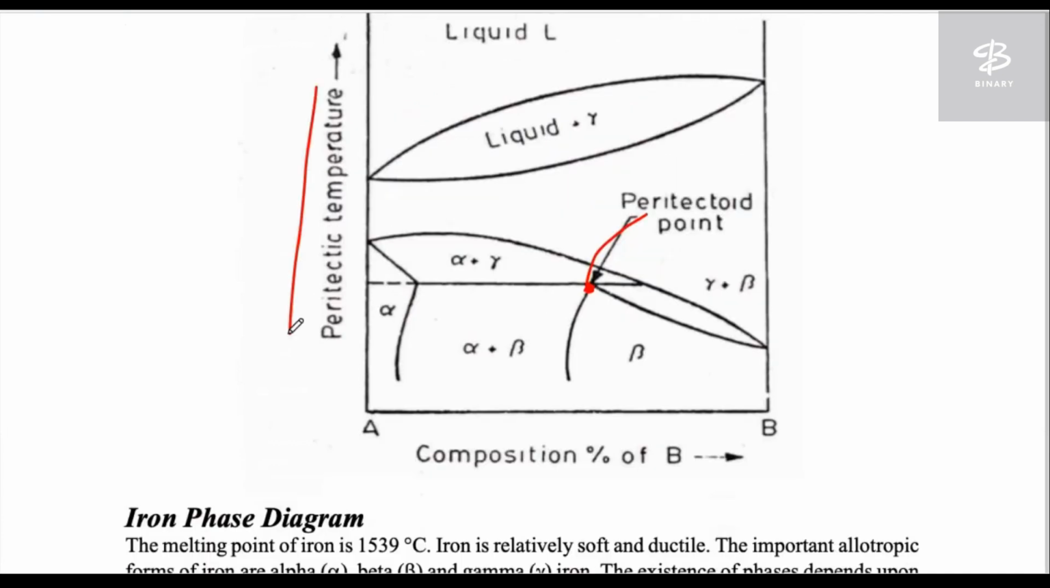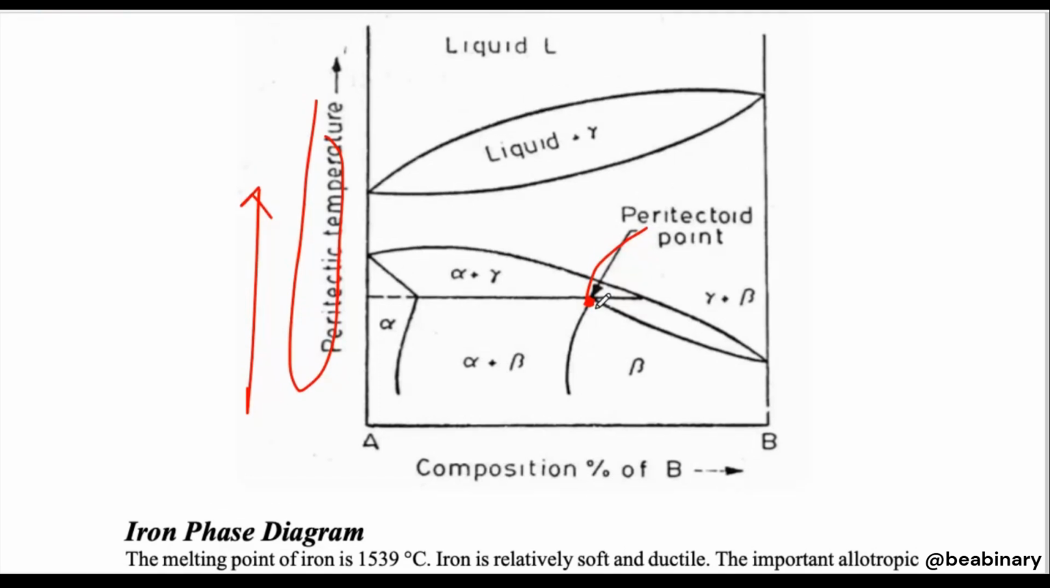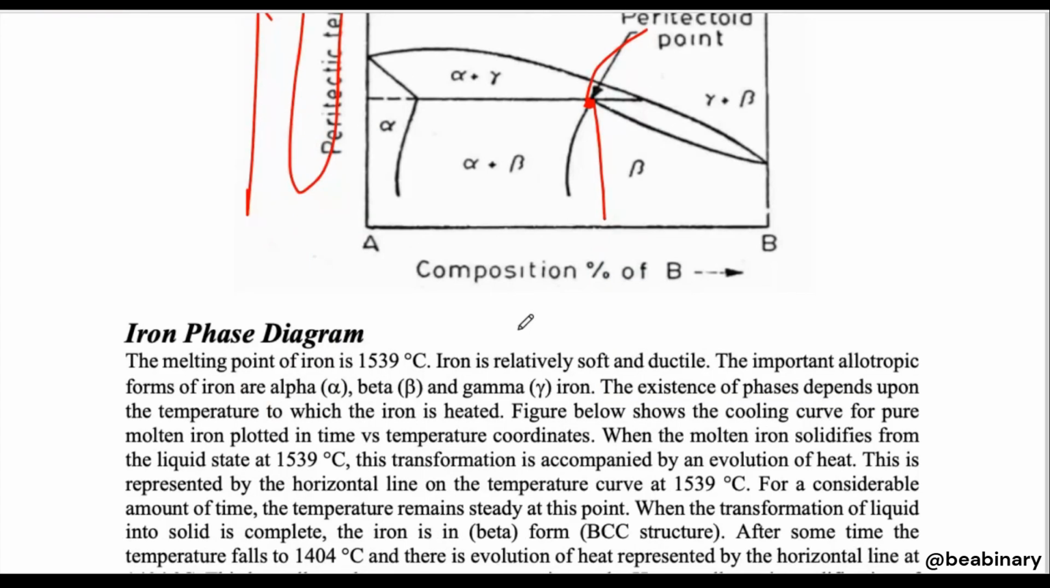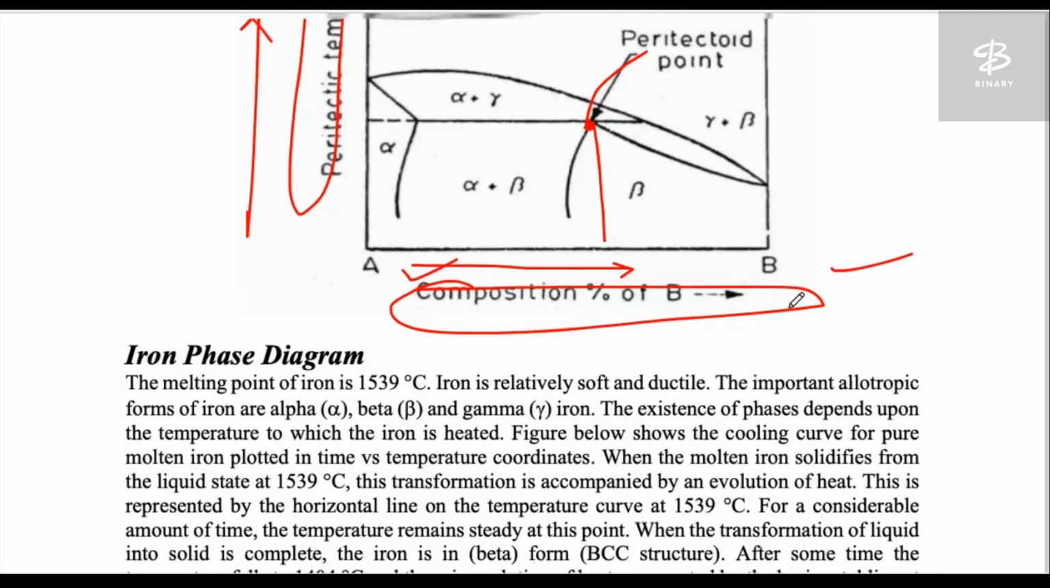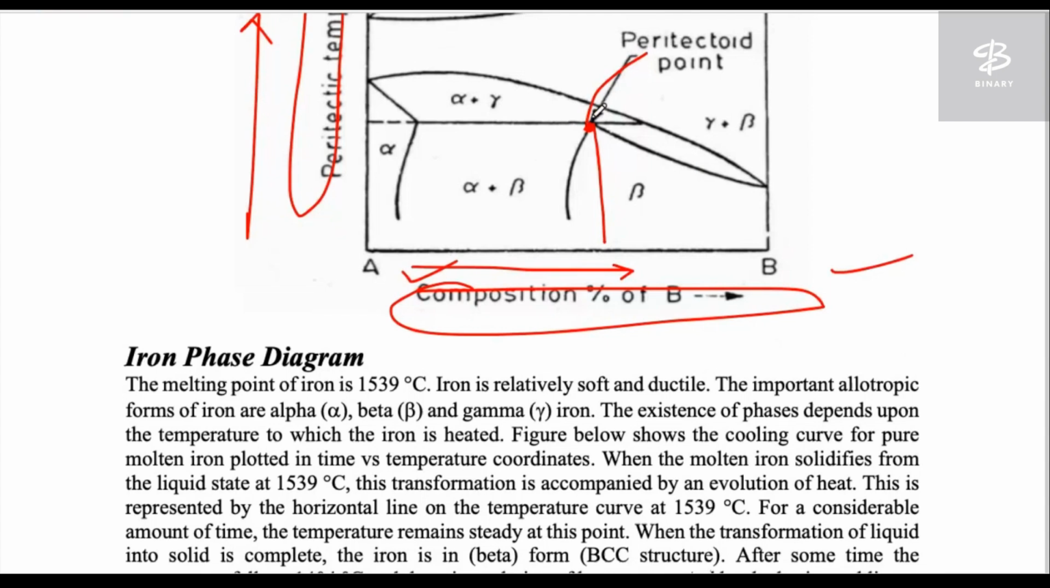And this temperature is the peritectic temperature. Along the y-axis you have the temperature only, and on the x-axis you have the composition. As I have repeated many times, as you move forward along the x-axis, your A will decrease and B will increase. So this is our peritectoid point. This one.